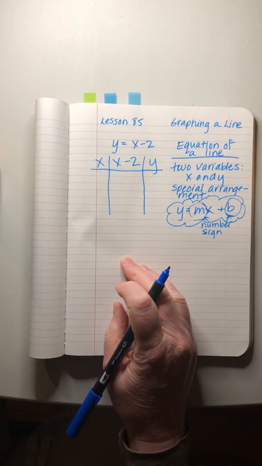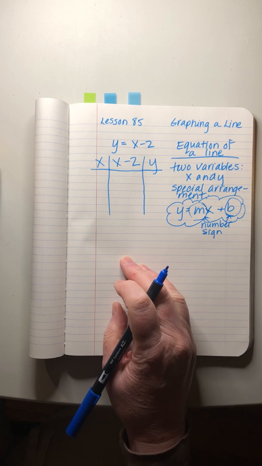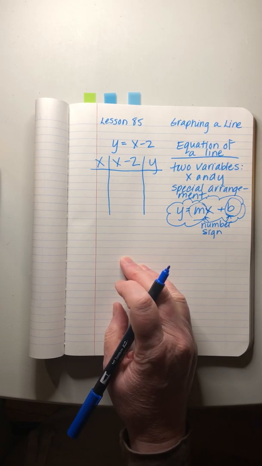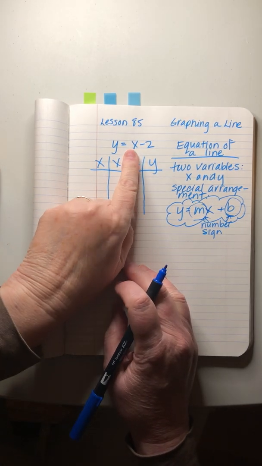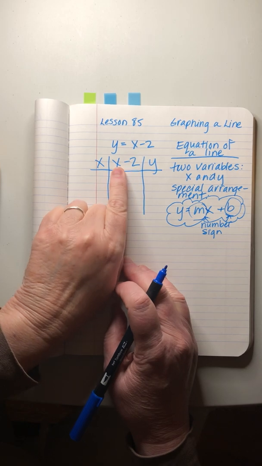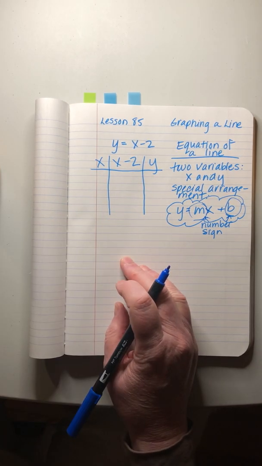Now, what we're going to do is find pairs of points that we can graph on a little grid. You know how to graph those points. But we're going to find 3 pairs of points, and they're going to do something cool for us. So we want to pick 3 different values for x that we can plug into this expression, right there it is, and then calculate the y.